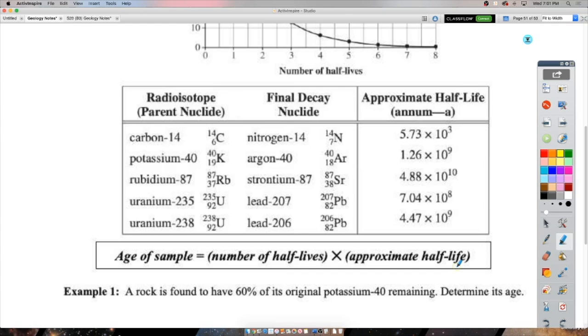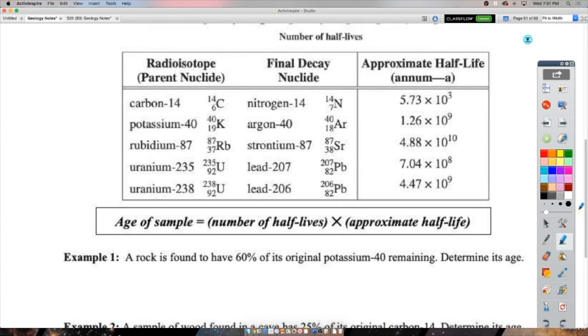So let's do some practice here. A rock is found to have 60% of its original potassium 40 remaining. So first things first, you go to the table on page 8, and you're going to find potassium 40. So this is the half-life we're going to be looking at. Determine its age. So this is how long it takes for half of the potassium 40 to become argon 40. Okay, great. But what we have to figure out now is if 60% is left, how many half-lives have gone by?